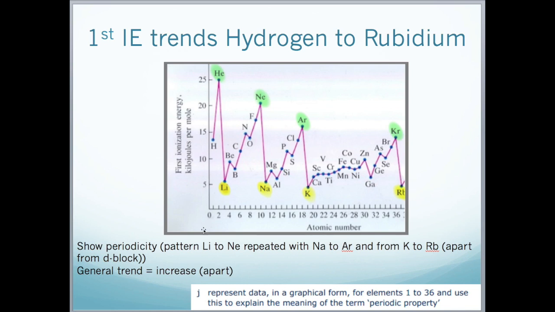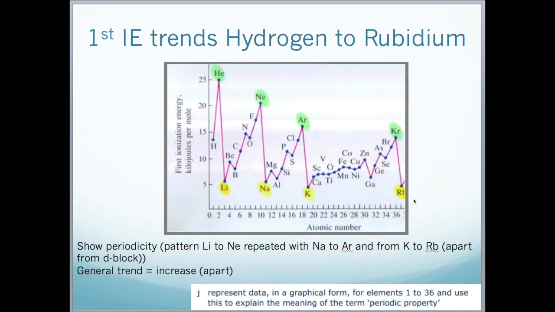So the same arguments explain the discrepancies in period 3, where the first ionization energy of aluminium, shown here, is lower than that of magnesium, and the first ionization energy of sulfur is lower than that of phosphorus. So there are also dips after zinc and arsenic, which is zinc and arsenic here.